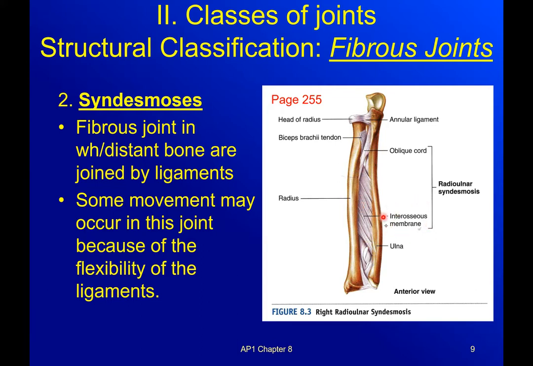The syndesmosis, like I said, the bones in your forearm, the radius and the ulna, you've got this interosseous membrane between the two bones. You have a fibrous joint with these distant bones. They're joined by ligaments. Because of that, there is some movement that can occur, but it's primarily because of the flexibility of the ligament, not because it was designed to be completely mobile. This is what allows you to move your hand face up and face down, the fact that these bones pivot around each other.